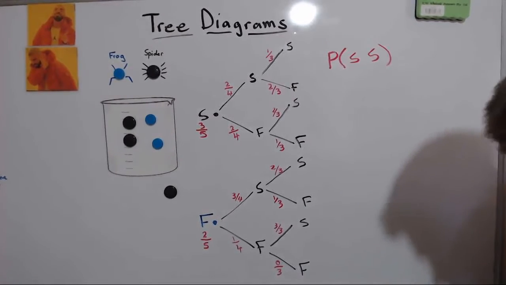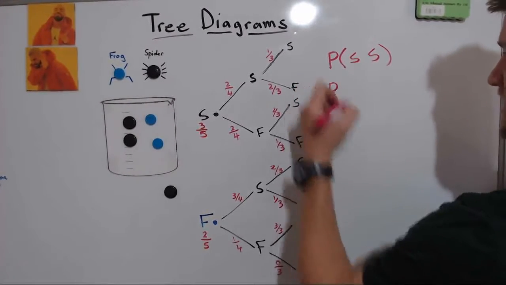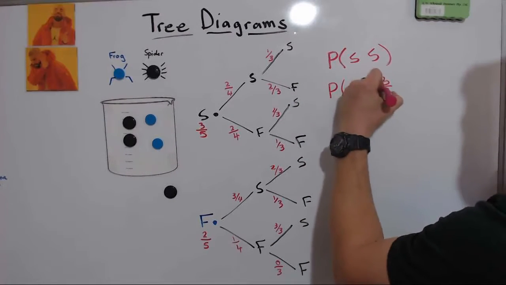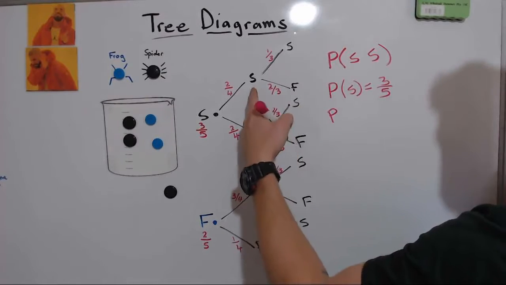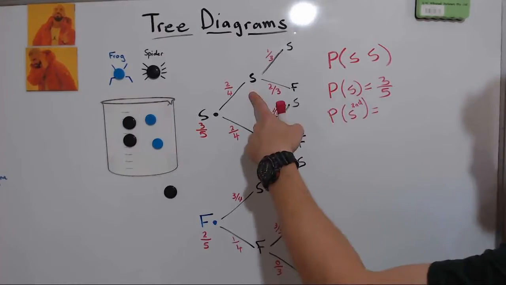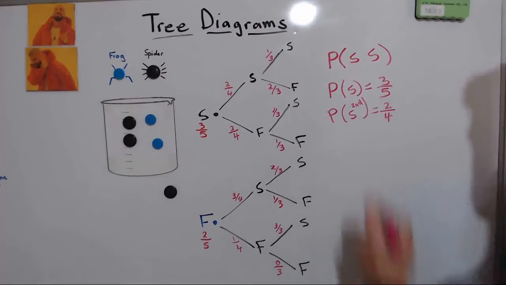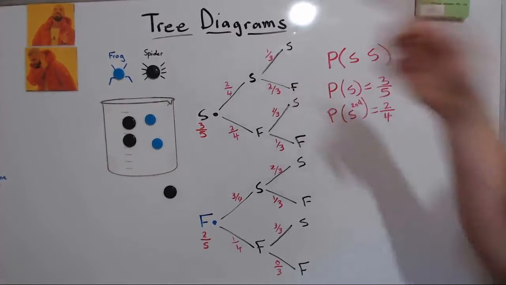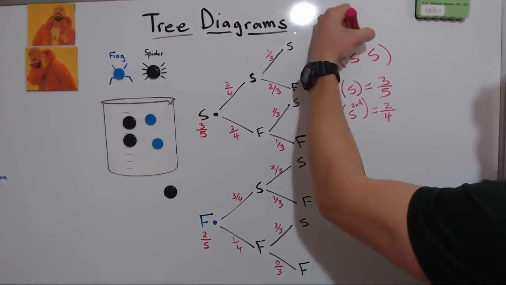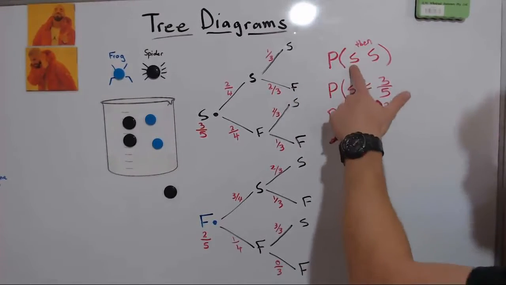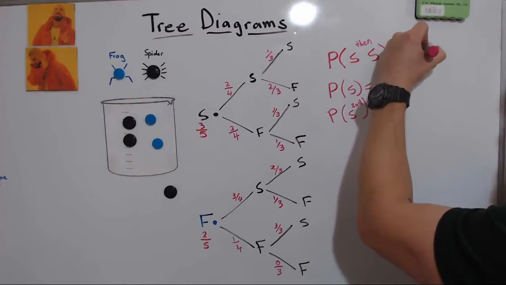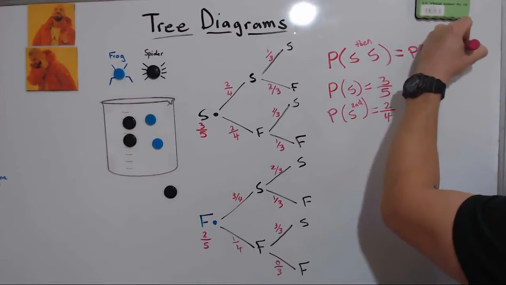So probability of these. What is the probability of the first spider? It's 3 out of 5. Probability of the second spider, and I'll write this as second, was 2 out of 4. What do we do along the branch? In this case, we multiply, because from earlier sections we've seen that if we have a then statement, like the probability of getting a spider, then another spider, it's equal to probability of spider times probability of spider.